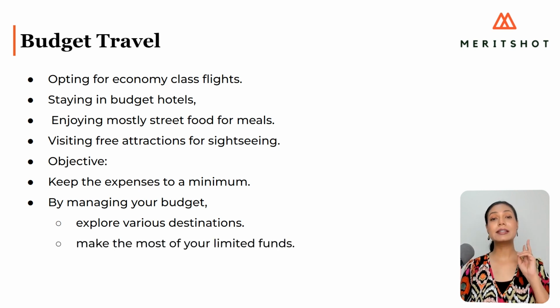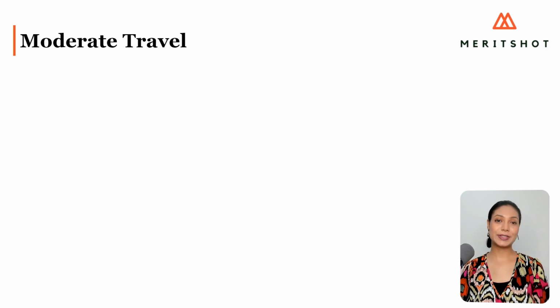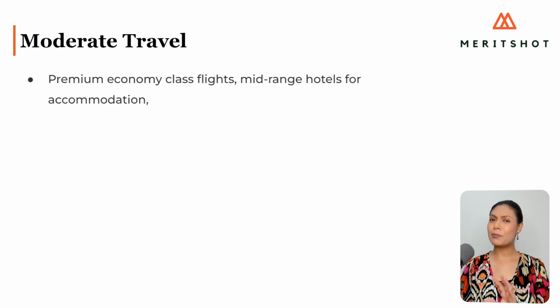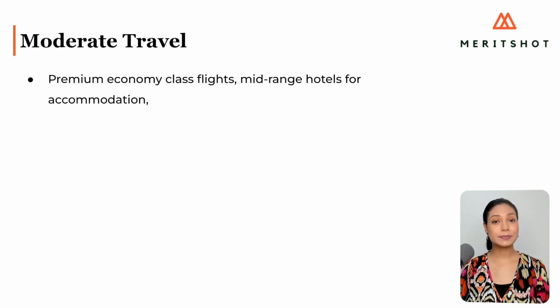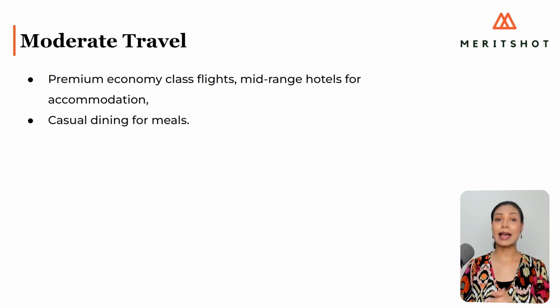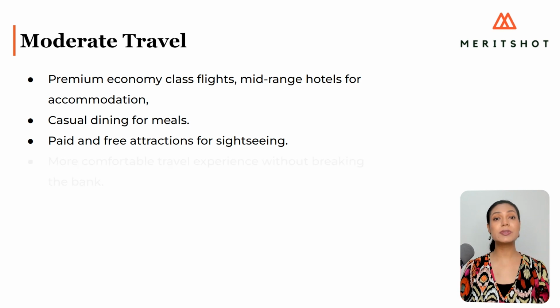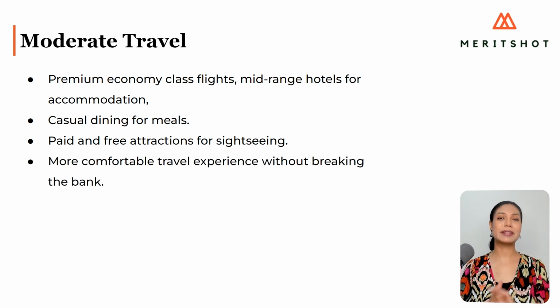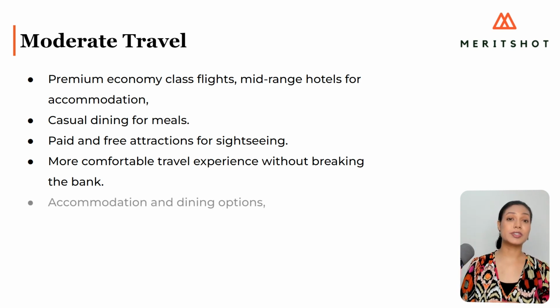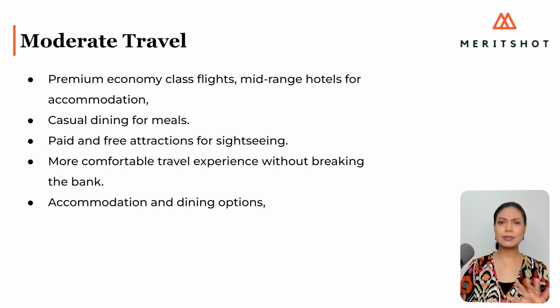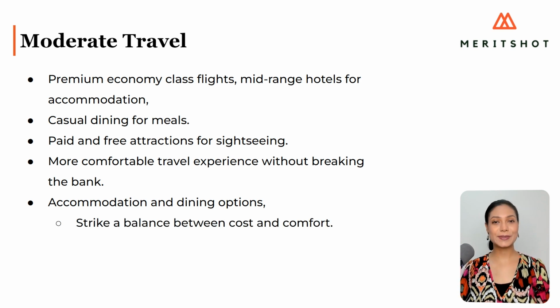Now let us talk about the second scenario, moderate travel. In this scenario, you will choose premium economy class flights, mid-range hotels for accommodation, casual dining for meals, and a mix of paid as well as free attractions for sightseeing. This represents a more comfortable travel experience without breaking the bank. You will have a bit more flexibility in terms of accommodation and dining options, as well as allowing you to strike a balance between cost and comfort.